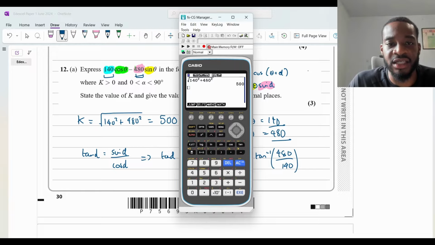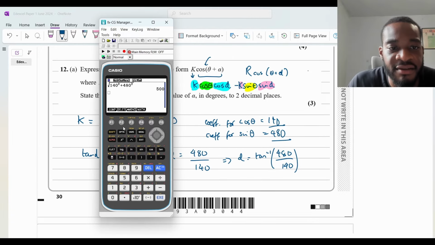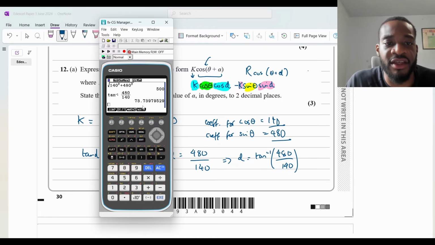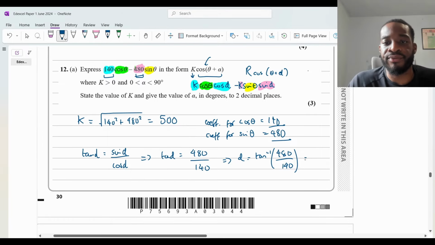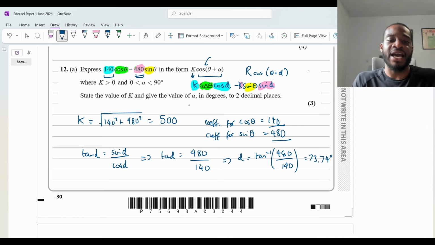And that's how I always do it, to be fair. So I'll just put this into the calculator and see what we get. So it's going to be tan inverse, shift tan of 480 over 140. And that is equal to 73.74 to 2dp, isn't it? 73.74 degrees. Now they did say express it in the form, so put the k and put the alpha back in.